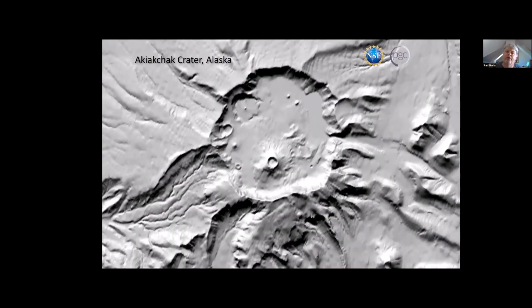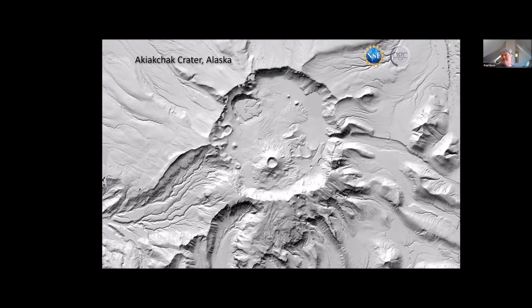So here's some of the early data, for a crater in Alaska. This is the before, this is the after now. The USGS has flown some amazing IFSAR for Alaska, but it's just amazing what we now have available to us just a few years later.